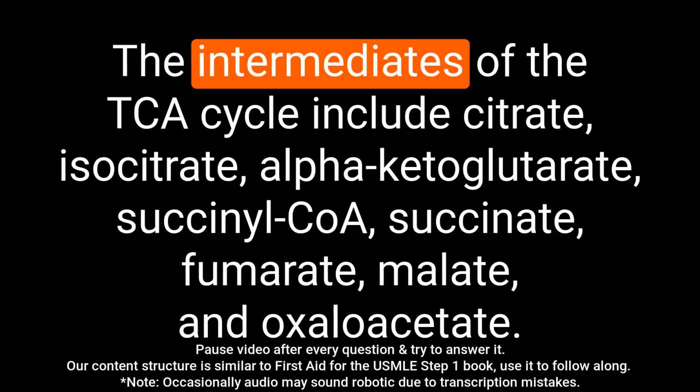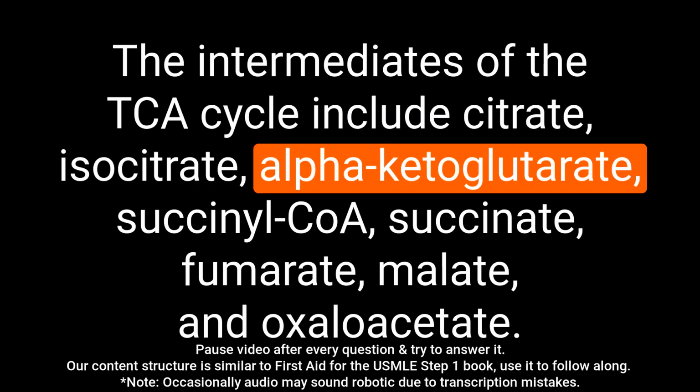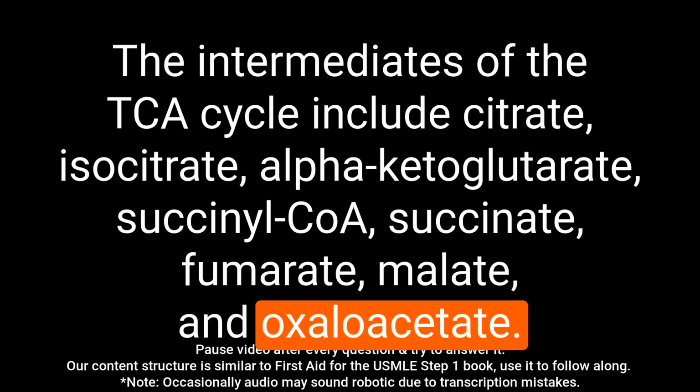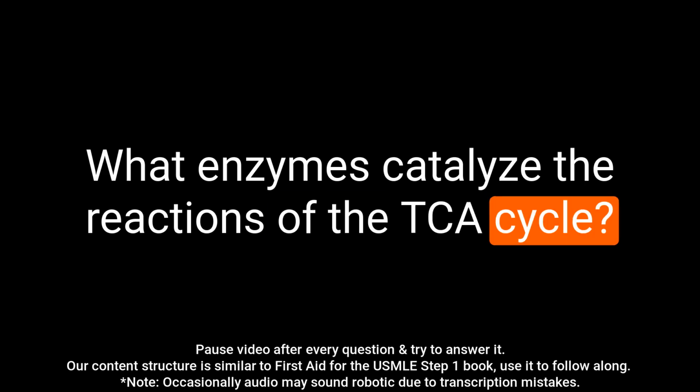Answer: the intermediates of the TCA cycle include citrate, isocitrate, alpha-ketoglutarate, succinyl-CoA, succinate, fumarate, malate, and oxaloacetate. Question: what enzymes catalyze the reactions of the TCA cycle?